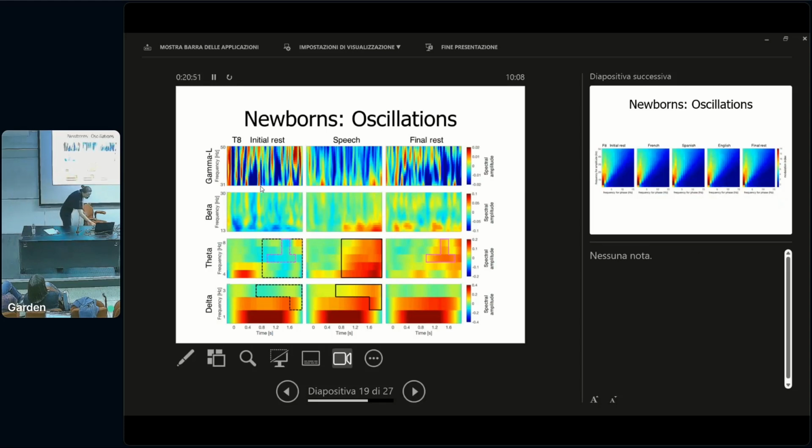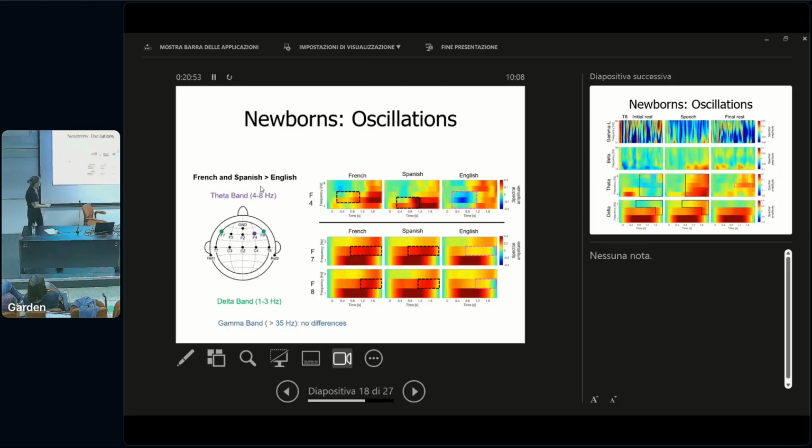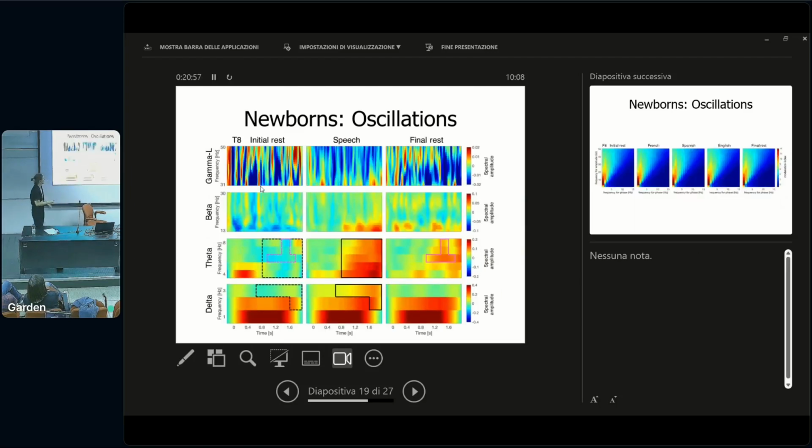So one thing I did forget to tell you is in the gamma band, we found no cross-linguistic differences as predicted. And again, you can see that it's the slower bands that show greater power to speech in general. And what's interesting is it remains even after stimulation. So I'll come back to this in a short while.